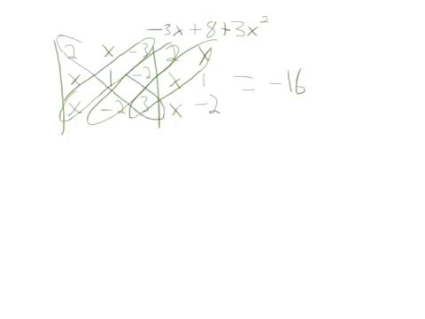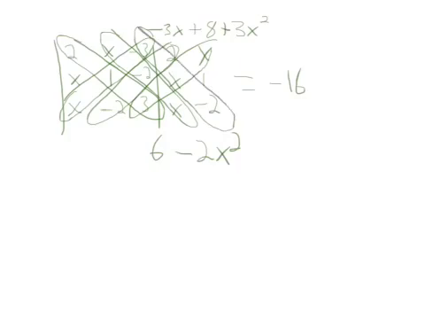I get 2 times 1 times 3, which is going to give me a 6. Multiply across here, x times negative 2 times x will give me a negative 2x squared. And then multiply across this way, I get 3 times x times negative 2, which will give me a negative 6x... actually, negative 3 times x times negative 2 will give me a positive 6x.